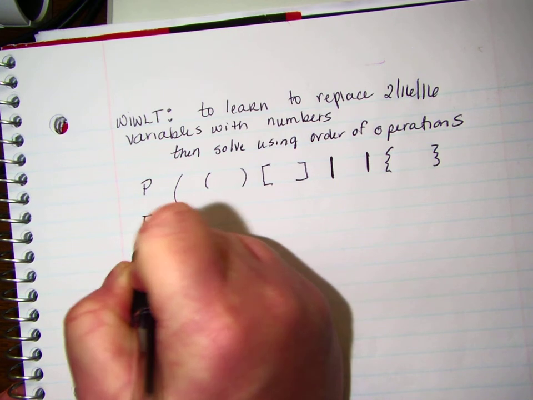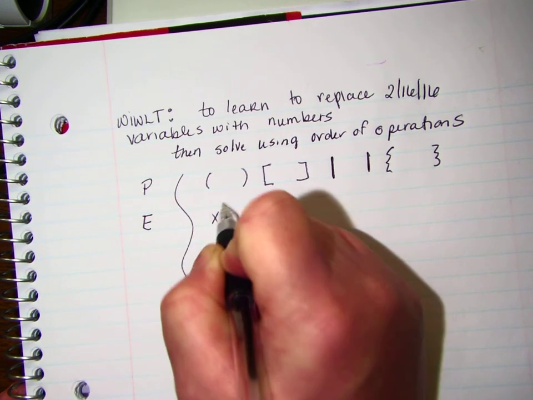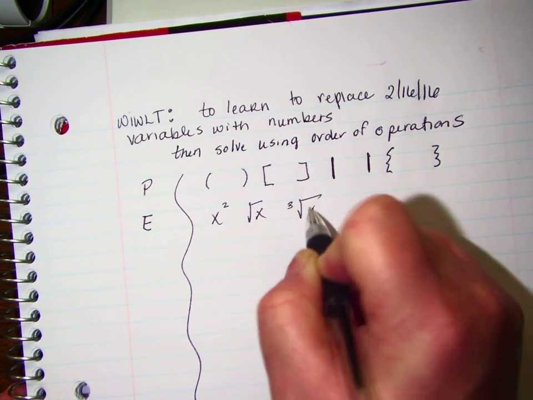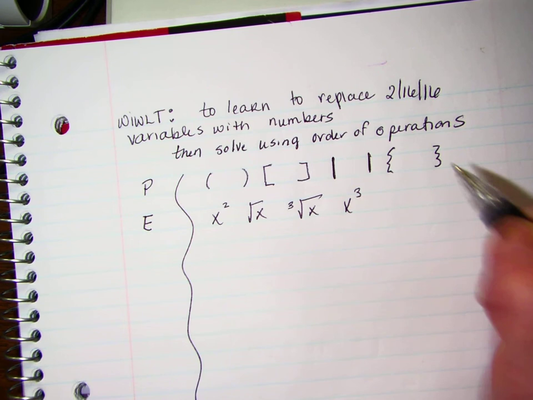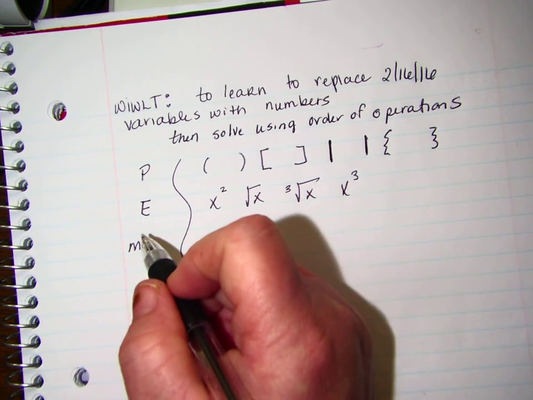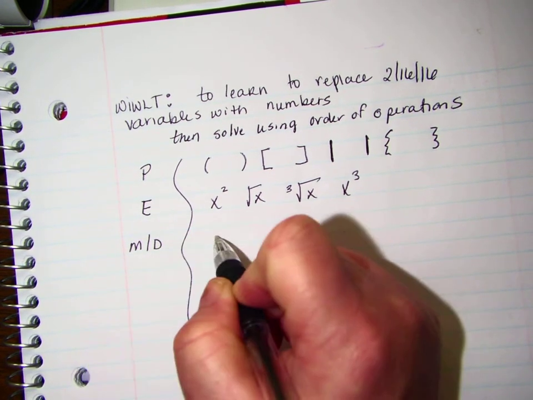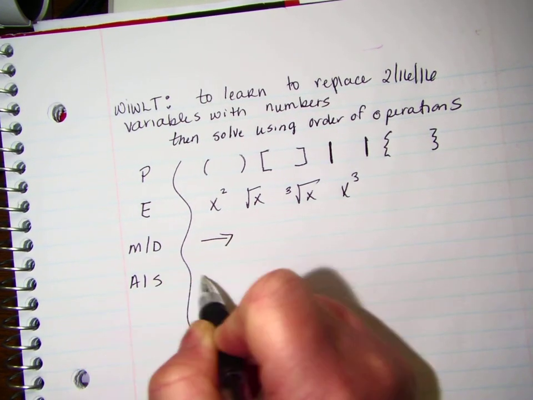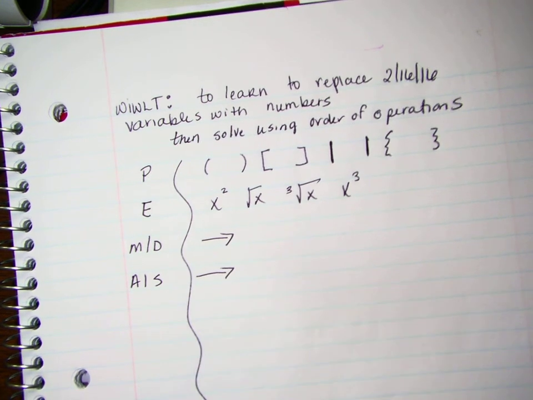The second thing we would do would be exponents, square roots, cube roots, cubes, anything to another raised to another power. Then we have multiplication and division. And we're going to go from left to right, and then addition and subtraction, and we're going to go from left to right. Now, this is something that we should already be pretty comfortable with.